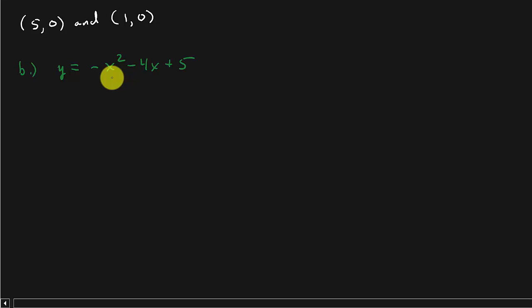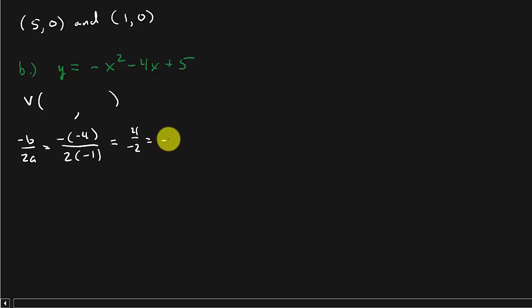So let's go ahead and find the vertex. This is in the other form, so for my x coordinate I have minus b over 2a. That's negative of negative 4 over 2 times negative 1. a is negative 1, b is negative 4. a is the number in front of x squared, b is the number in front of x. So 4 over negative 2 is negative 2. There's our x coordinate.